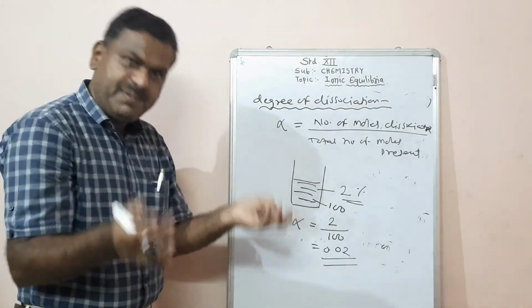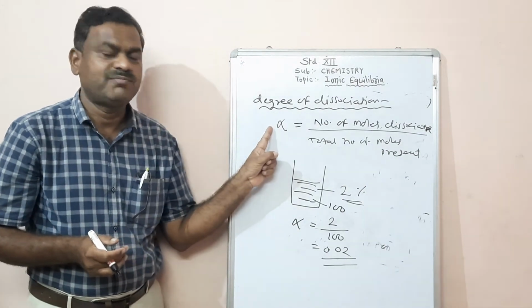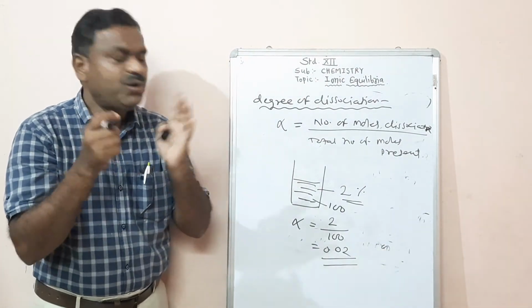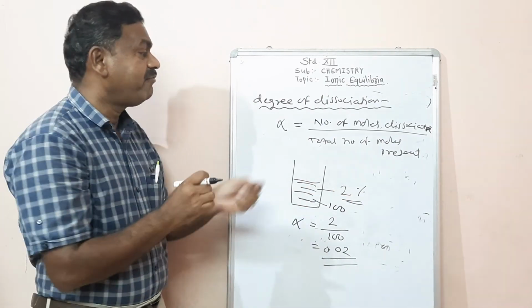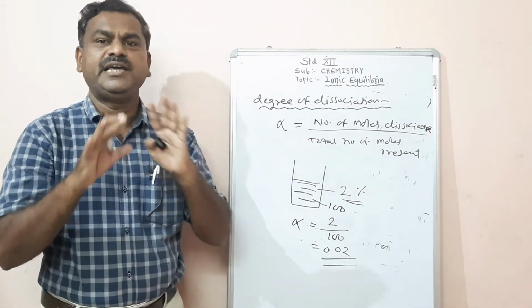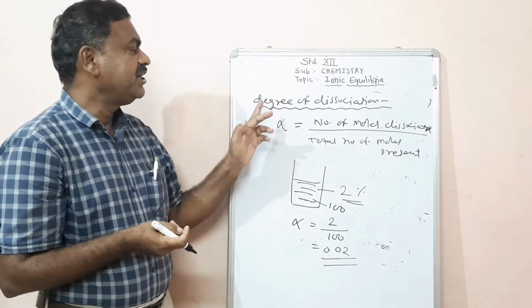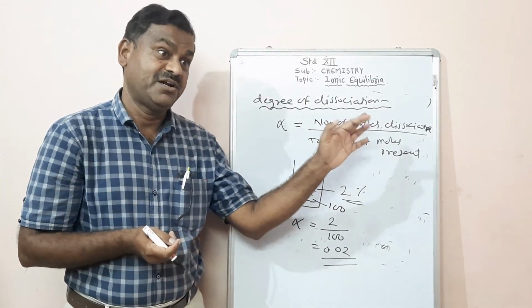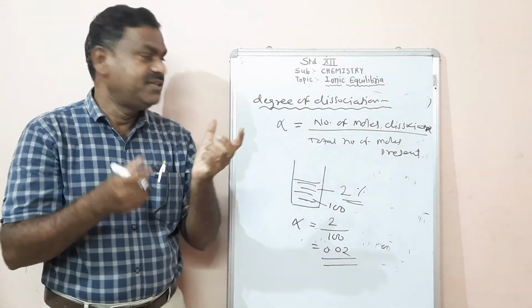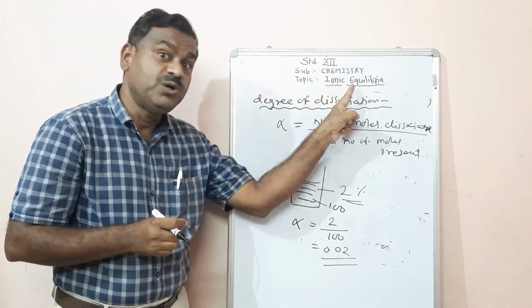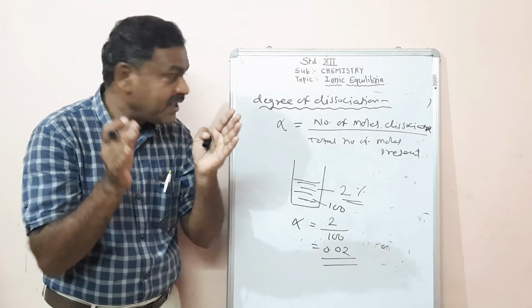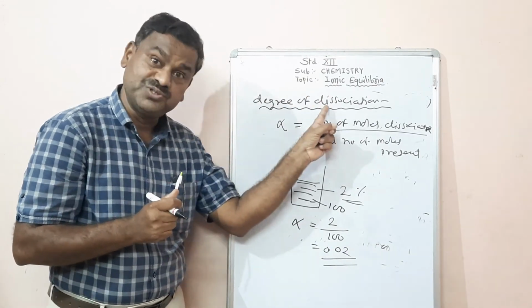Therefore, I will repeat: the degree of dissociation is nothing but the fraction of the total number of moles dissociated to the total number of moles present. Now that is about the concepts involved in ionic equilibria, electrolyte and the degree of dissociation.